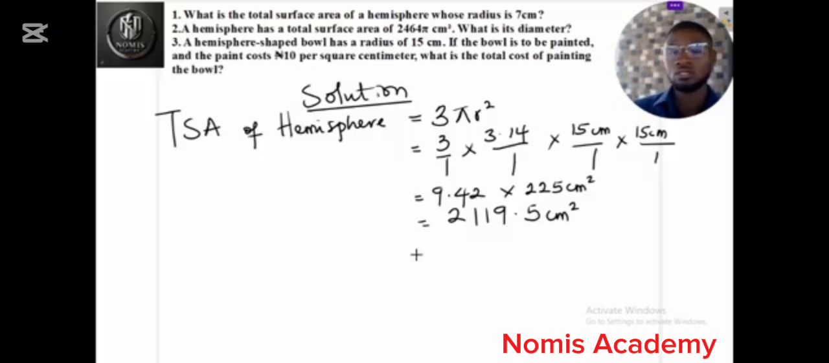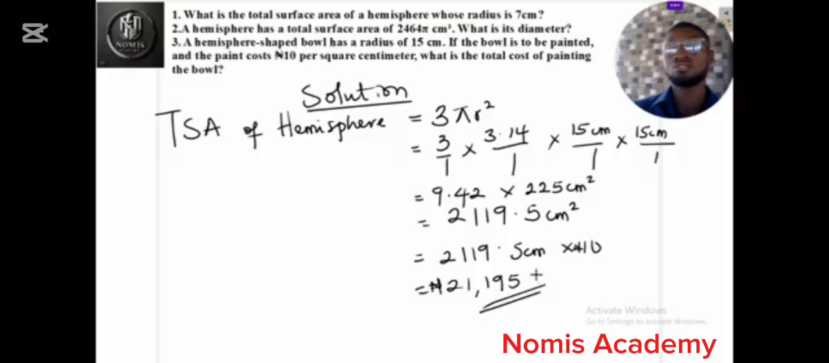So I'll just say, since I'm dealing with 2,119.5 centimeters squared, multiply it by 10 naira, then I will know how much it will cost me to paint the entire bowl. So that will just be 21,195 naira. So it will cost me 21,195 naira, and that is the final answer to that question.